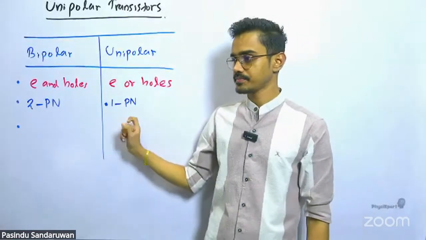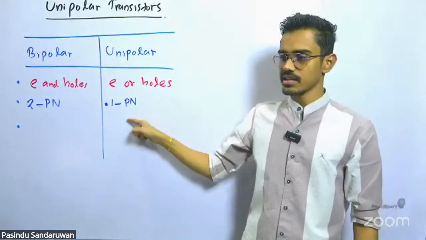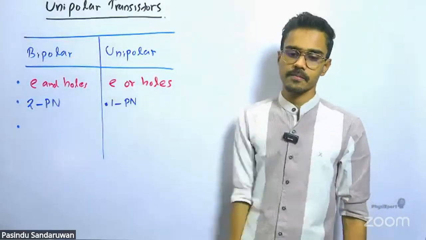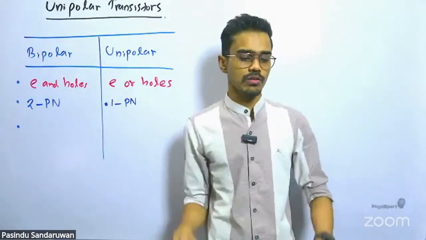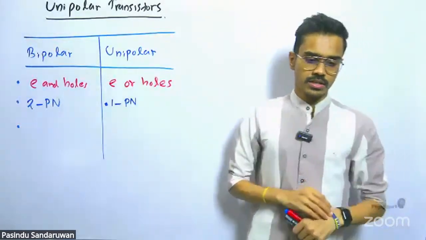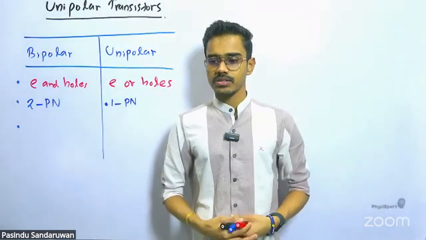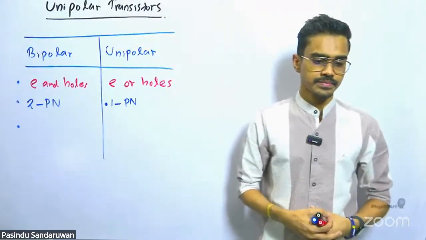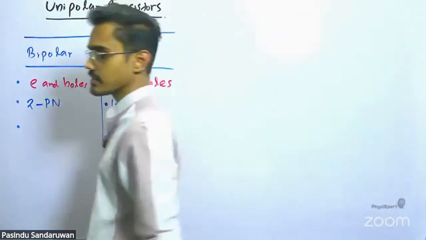Then on the unipolar side: the PN junction is always reverse biased.